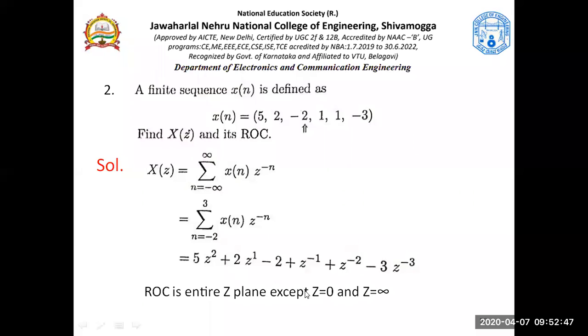Why? We are leaving Z equal to 0 because if Z is 0, X of Z is infinity. And also we are leaving Z equal to infinity because Z equal to infinity means X of Z would be infinite. So for the negative powers of Z, if Z is 0, this is infinity. For the positive powers of Z, if Z is infinite, X of Z is infinite. So leave those values of Z which would make X of Z infinite. There are two such values, Z equal to 0 and Z equal to infinity. Except those, all other values of Z, or the entire Z plane, would give you the ROC. So this is something that we have seen for right sided sequence. Understand that? Okay, so I think we can stop with this.